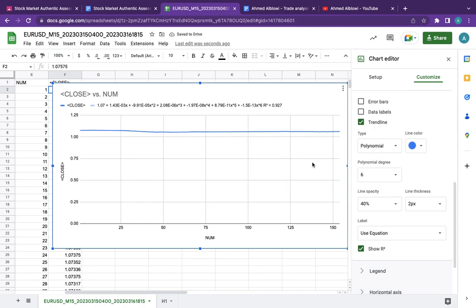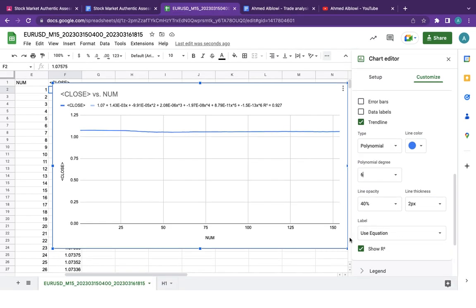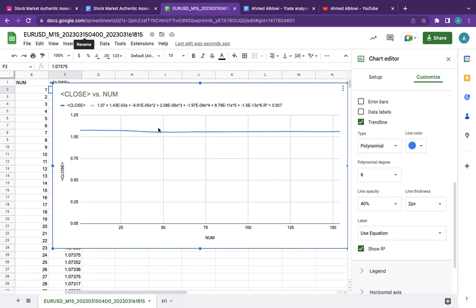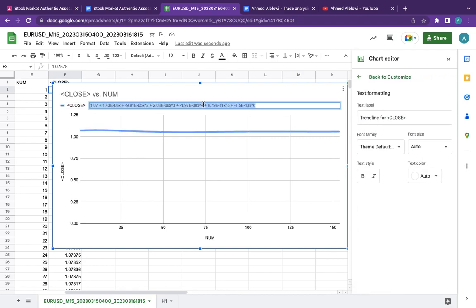Of course, the higher up, the more accurate. So you want it around 9 or above to be more accurate. Around 0.85 to 0.95 is a sweet spot. And then you'd use equation and you'd show R squared. Carrying on, you'd get this equation, you'd copy and paste, and now you officially have your function. So this was the Euro USD.